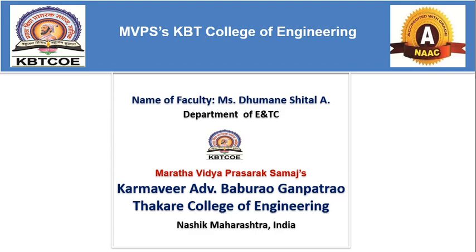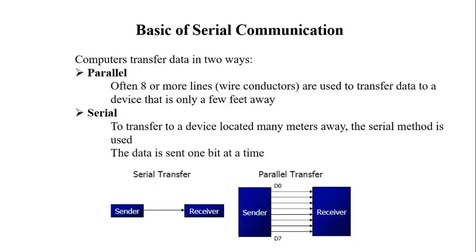Now in this video I am going to discuss the communication part needed for your Internet of Things. Two types of communication are possible, that is serial and parallel communication. In this video we will discuss the basics of serial communication. Computers transfer data in two ways: one is parallel and the second is serial.